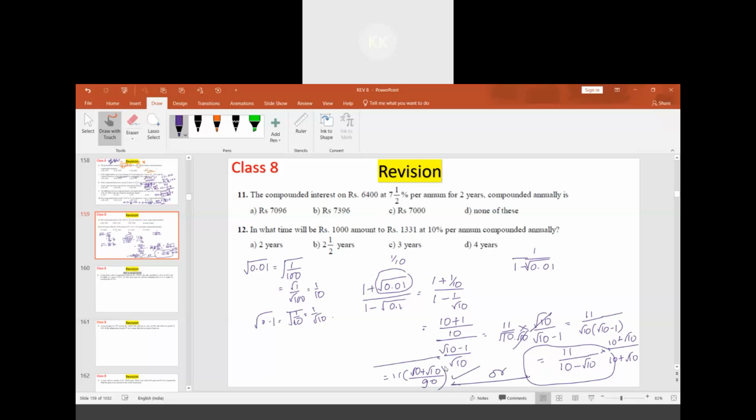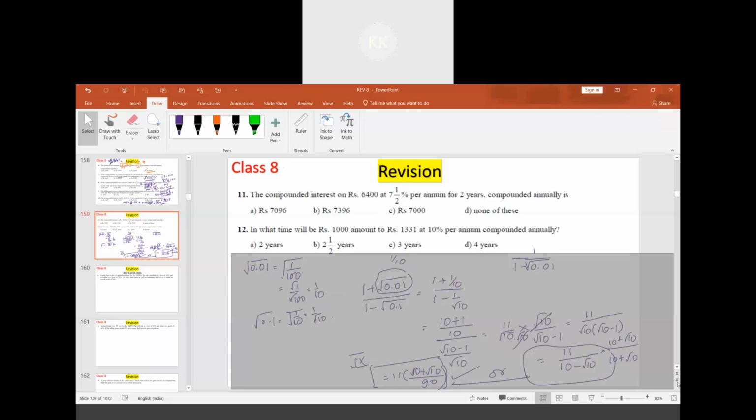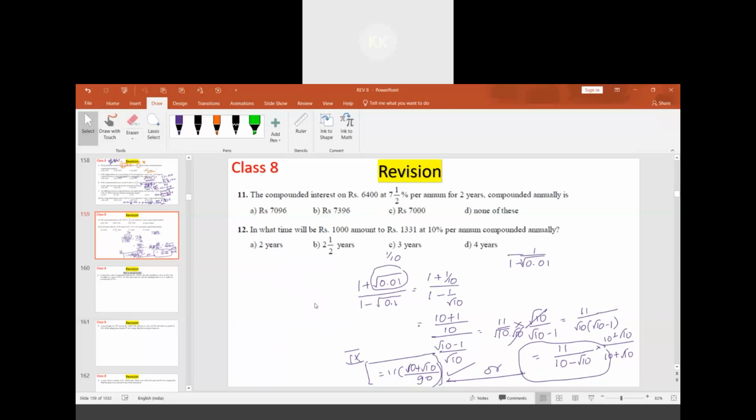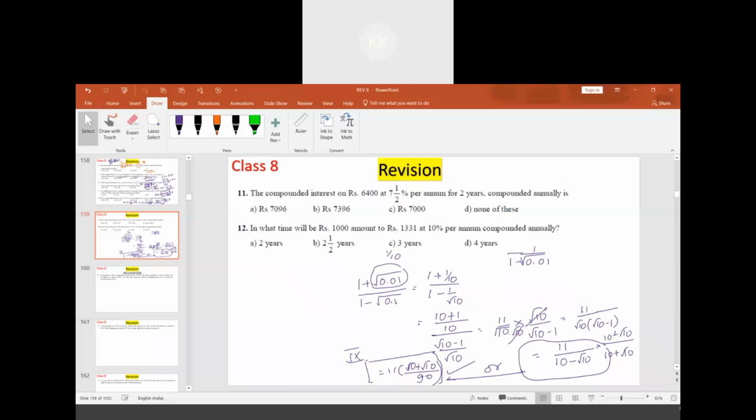This concept, rationalizing the denominator, you have in class 9th. Multiplying it by its negative. Actually, it is not called a negative. It is called a conjugate. You will learn this concept in class 9th. Now you need not worry about that. This question is not for your syllabus.